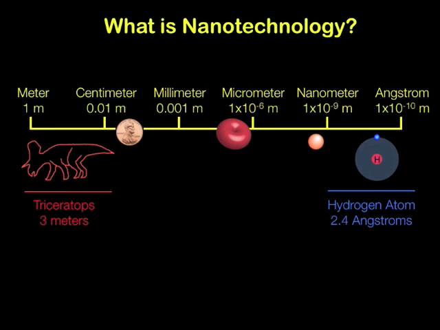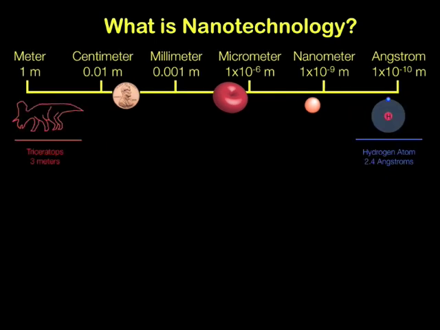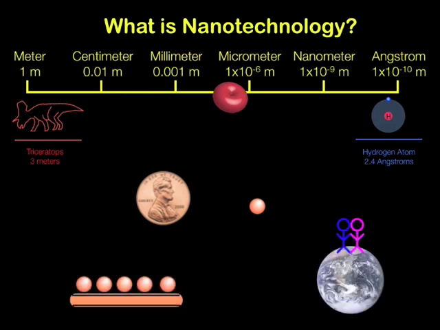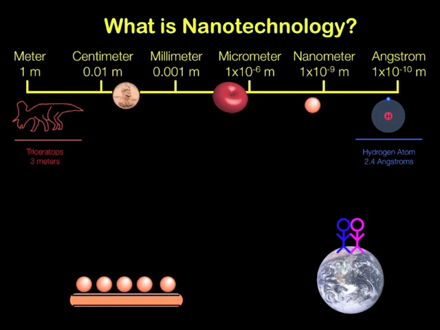It's probably easier to think about this way. If you took a penny and laid it down on its side and covered the surface with nanoparticles, you would have more nanoparticles on the face of the penny than you would all the people on Earth. So as you can imagine, nanoparticles are very small indeed.